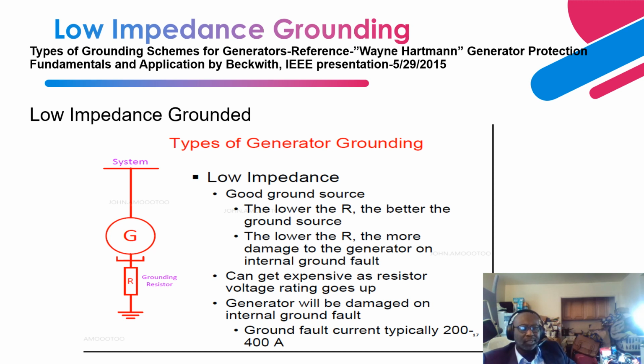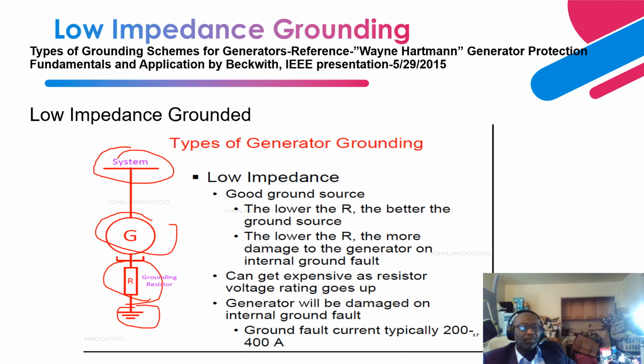So this is an example of a low impedance grounded scheme used in typical smaller generation facilities. This is your AC grid or any bus that is connected to the generator, this is the grounding resistor, and this is your grounded earth grid.